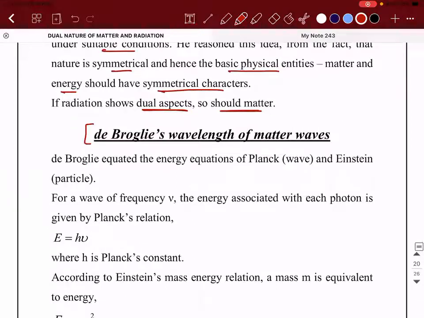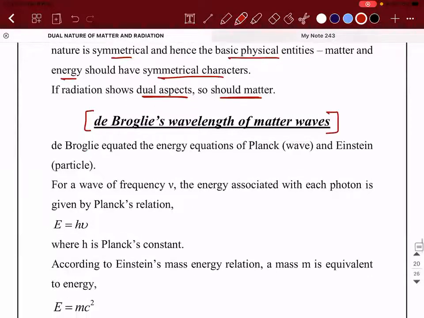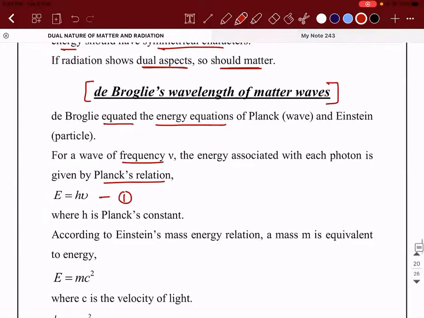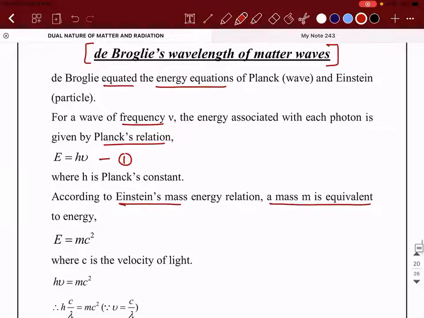Now the next topic is the de Broglie wavelength of matter waves. What he did was equate the energy equations of Planck and Einstein. So what is the energy equation according to Planck? For a wave of frequency nu, the energy associated with each photon is given as E is equal to h nu. Let me call this equation number 1, where h is Planck's constant. Then according to Einstein's mass-energy relation, mass is equivalent to energy. So E is equal to mc square. Let this be 2.